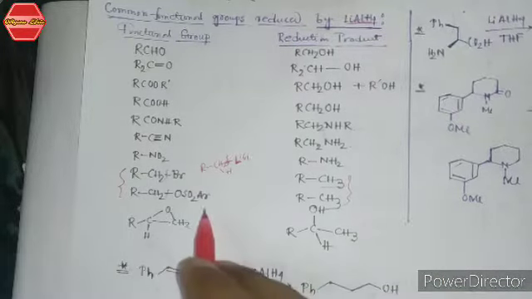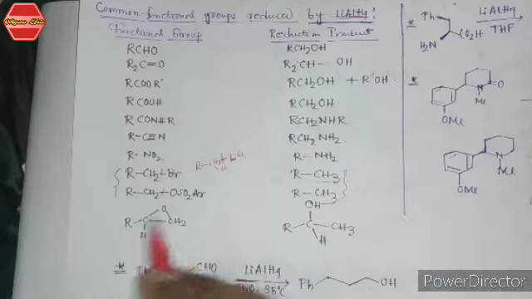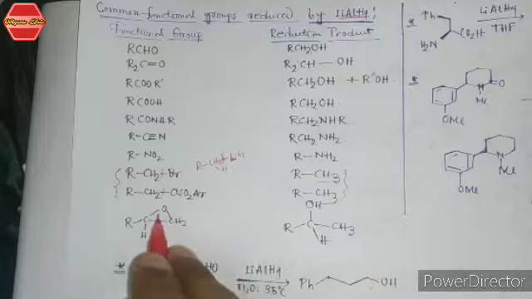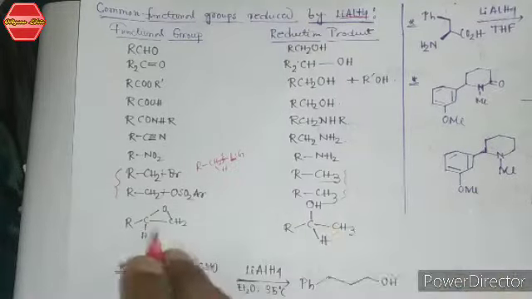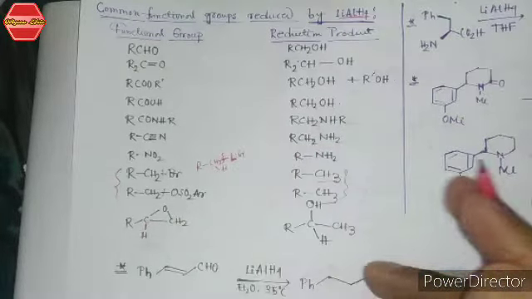Now another importance of lithium aluminium hydride is that it also opens up the epoxide ring. This type of epoxide ring is also cleaved by lithium aluminium hydride. You can easily convert the epoxide to the alcohol via this ring opening process.